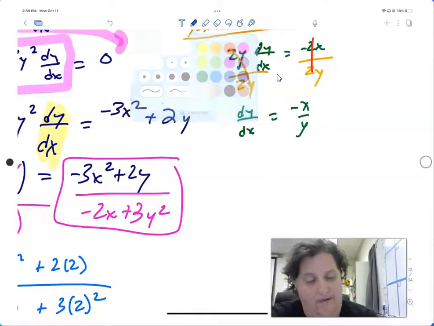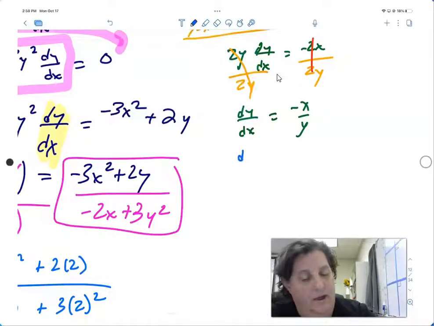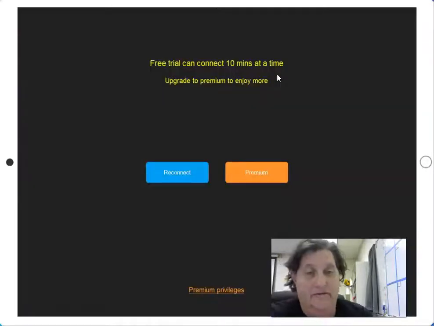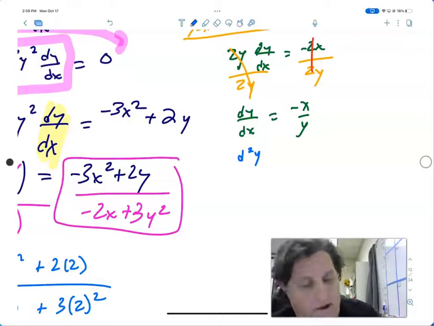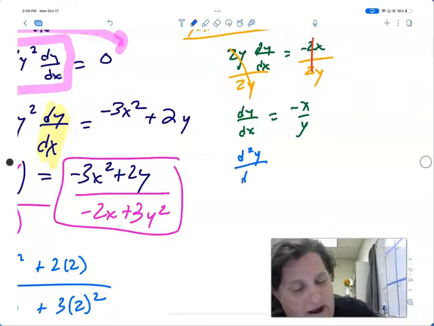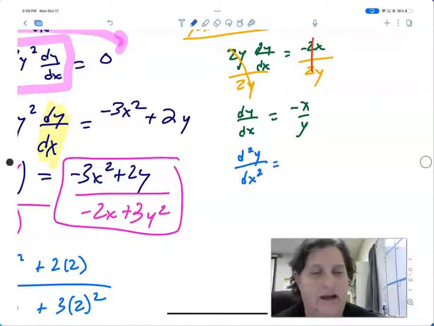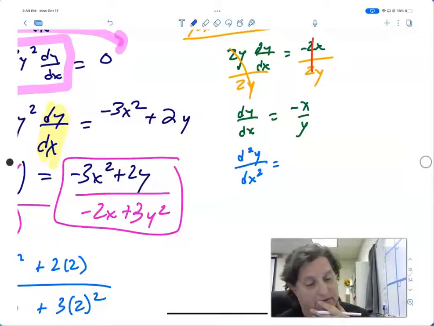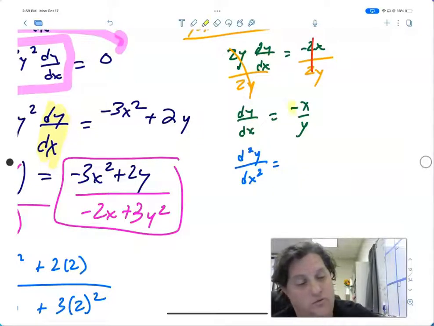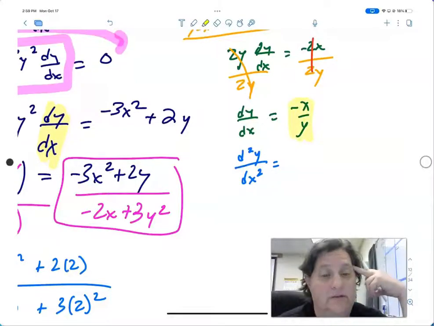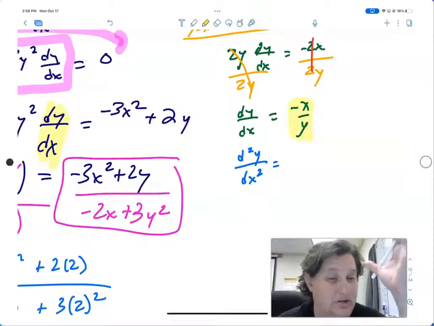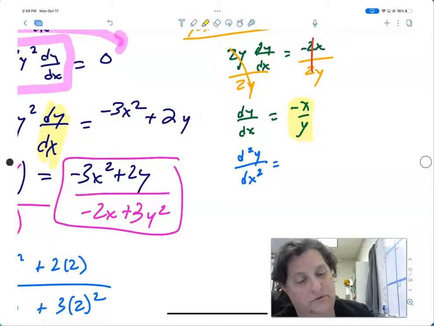Now, I need to go again. Round 2, baby. And the way that we write second derivative in this step is we write d2y/dx2. That's just a notation. It means second derivative. Same thing as writing y double prime. Okay, second derivative. Now, you guys, what rule do I have to use on this? Some of you will know. Are you yelling it at your screens right now? We are going to use quotient rule. We have to use quotient rule.